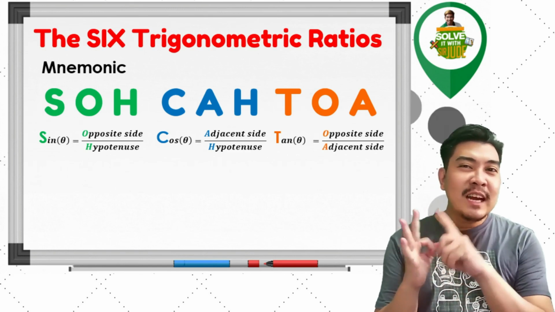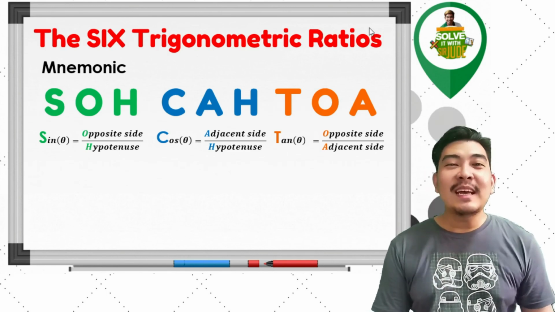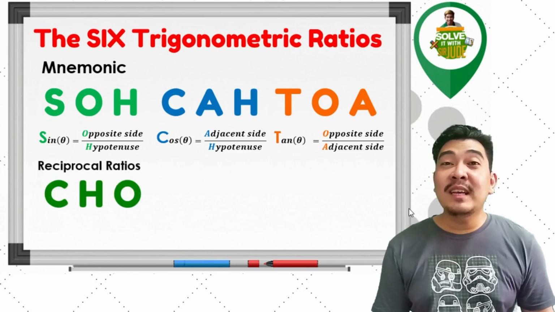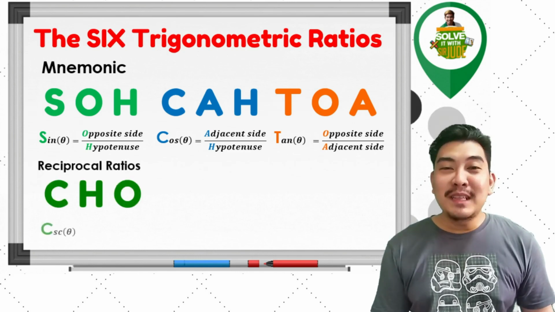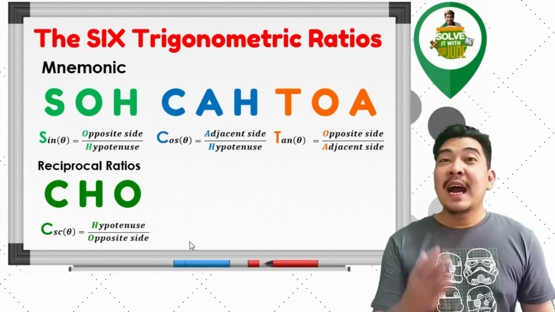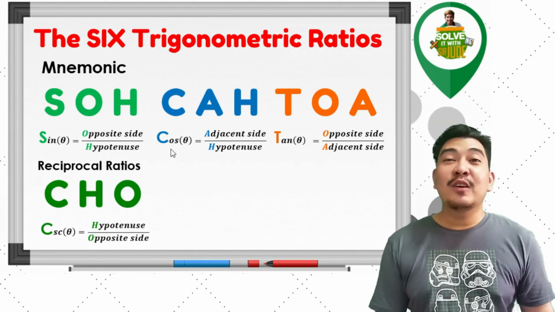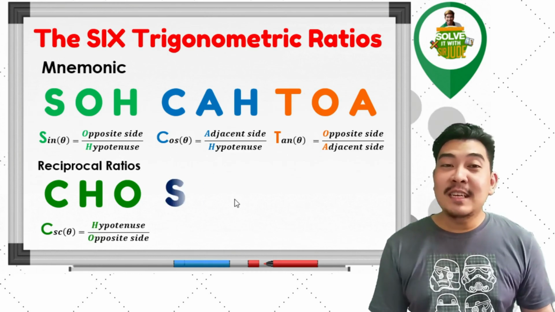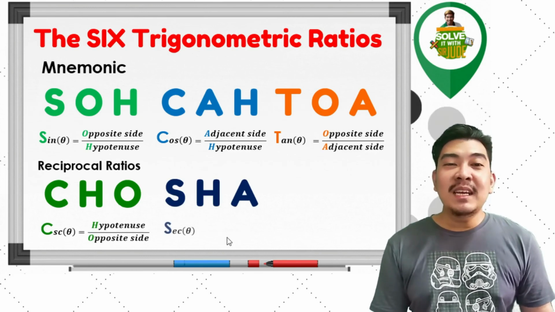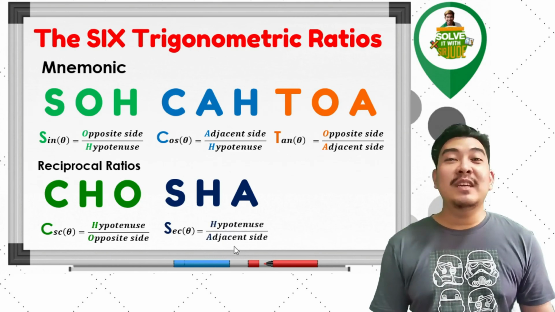Sine, cosine, tangent, you can see those on your scientific calculator. So let us now have the reciprocals. The first one is CHO. CHO stands for cosecant theta is equal to hypotenuse over the opposite side. Next, for cosine, the reciprocal is secant. So that will now be SHA. SHA meaning secant theta is equal to the hypotenuse over the length of the adjacent side.